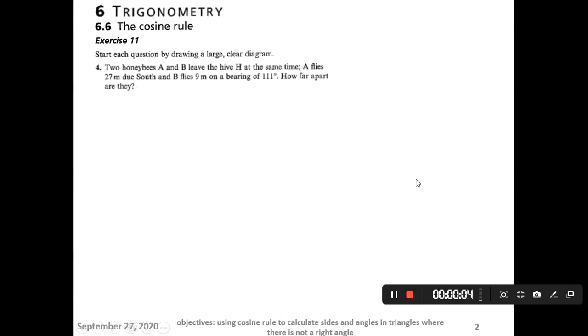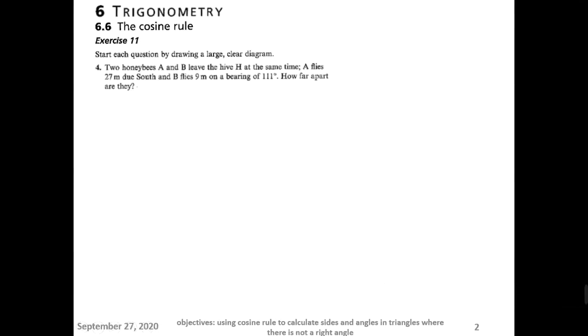Once again, we are going to solve more problems that involve sketching a diagram for the word problem, finding the triangle, and then applying the sine or the cosine rule to find missing sides or missing angles, and to find the bearing as well.